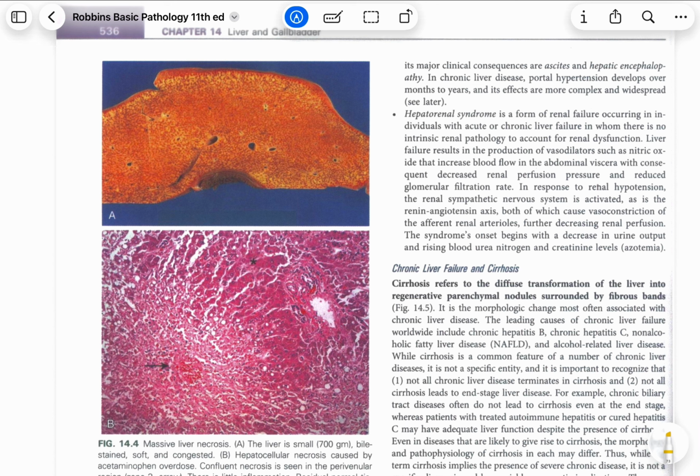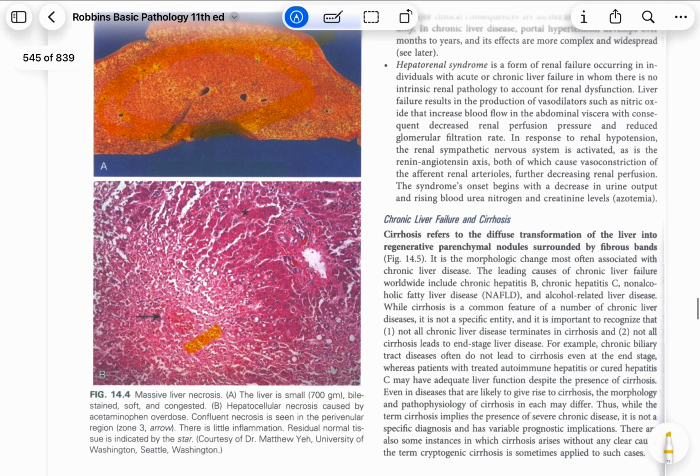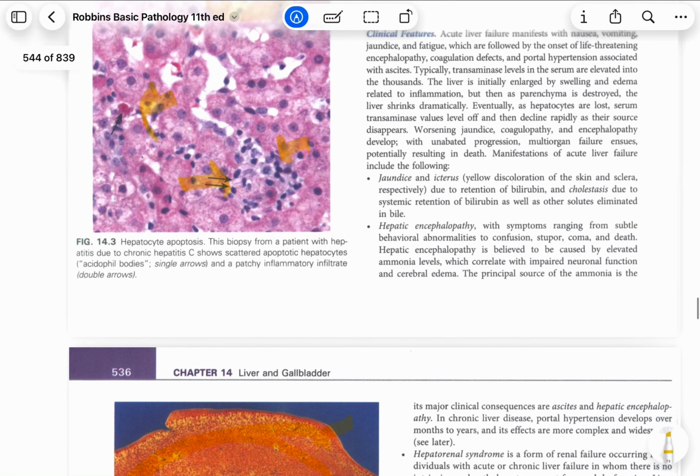Okay, so we can see over here the morphological changes in case of acute liver failure. We can see that the liver has become shrunken and small, and there are areas of necrosis in here. In the photomicrograph also we can see the area of necrosis, and surrounding this we can see the normal hepatocytes. So this is what happens grossly and microscopically.